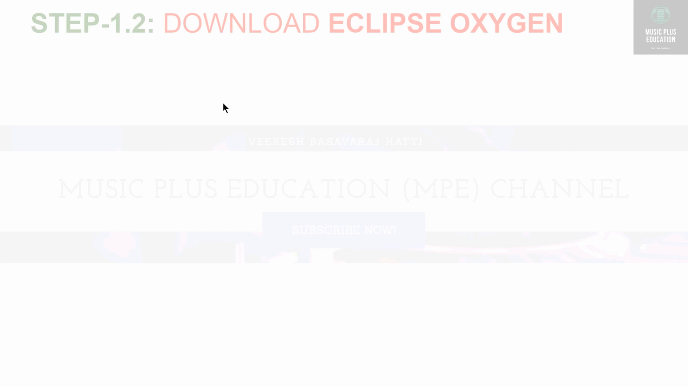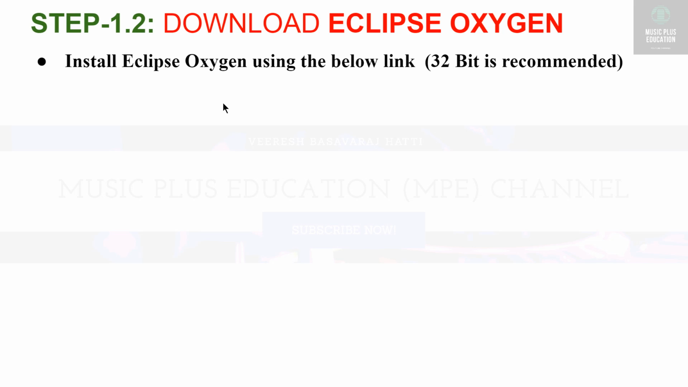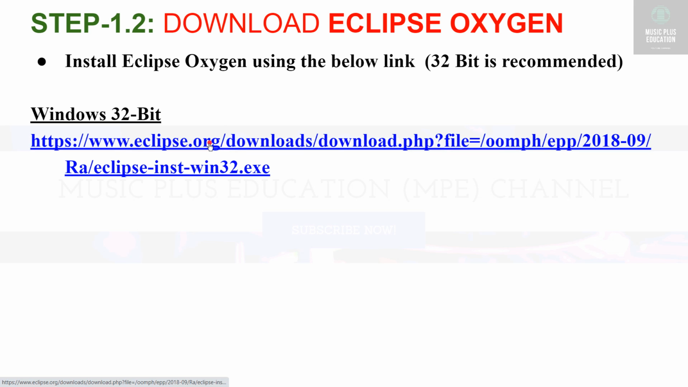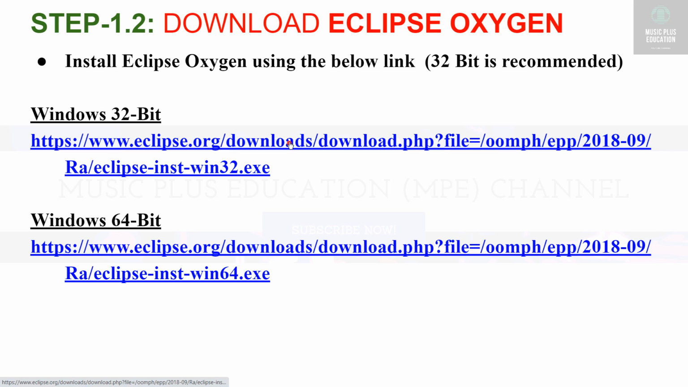How to download Eclipse Oxygen? Install Eclipse Oxygen using the below link. This is for 32-bit and we recommend you to install 32-bit Eclipse Oxygen. Okay, here the link is provided for 32-bit and this is for 64-bit. Just copy this link and these two links will be provided in the description below. You can just click on that link to install this Eclipse Oxygen. Okay, let me show you how to do that.